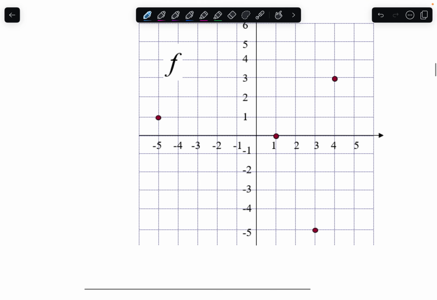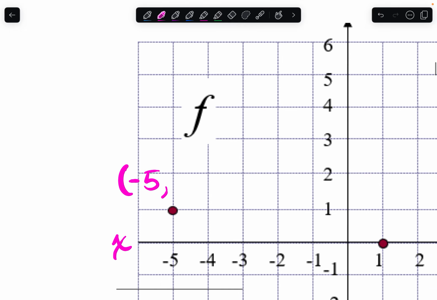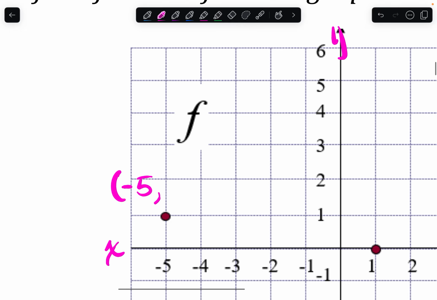So easiest way to list them in a set is first thing I'm going to go across and write out what these ordered pairs are so that the x and y values are easier to see. So this first coordinate right here, remember x comes first. We went out to -5. Remember, this is your x-axis. And then we went up to 1 on the y-axis. So this is the point -5, 1.